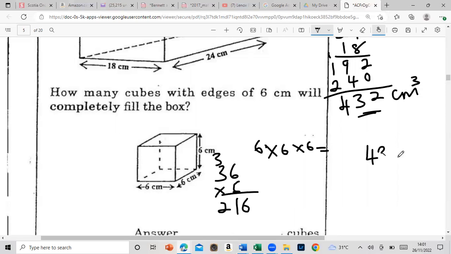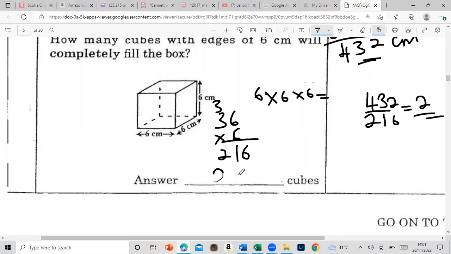This is such a nice question though. And this would go 2 times, right? We double 216 and we get 432. So that's 2 times. So it will take 2 of the cubes to fill up the box. But very nice question, Trinidad.